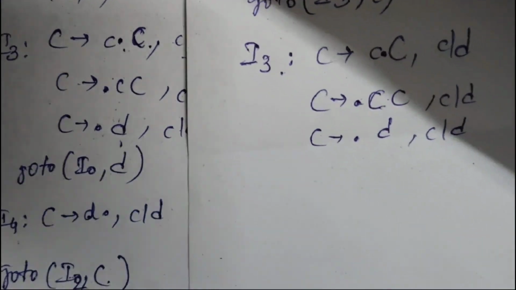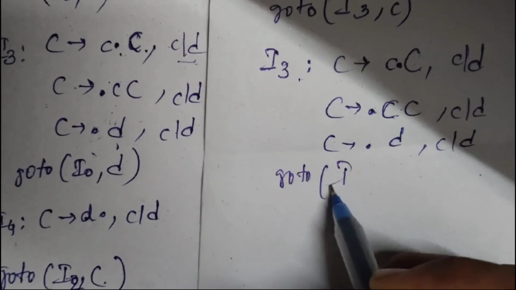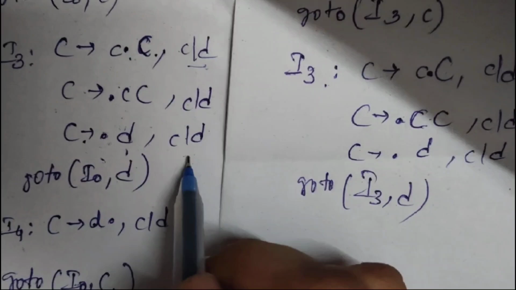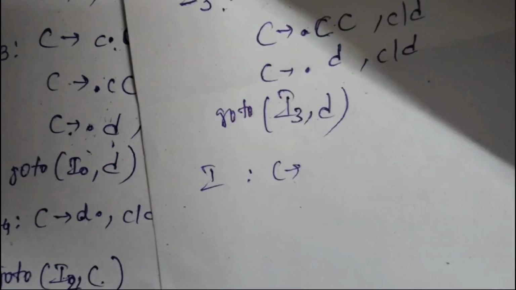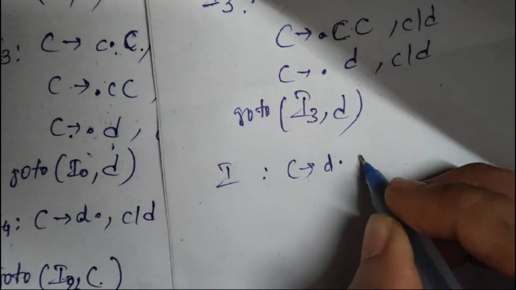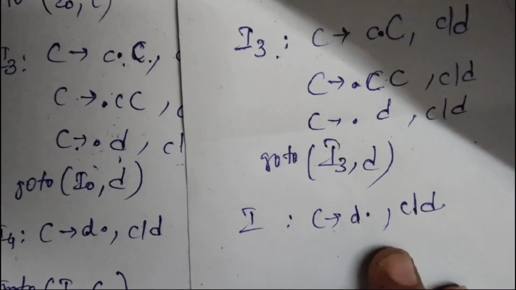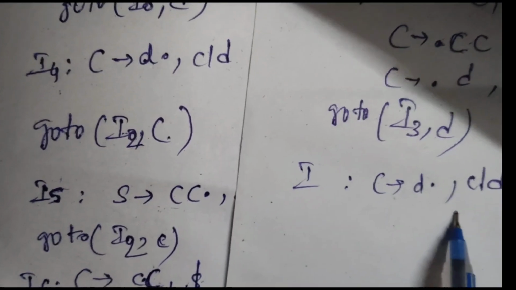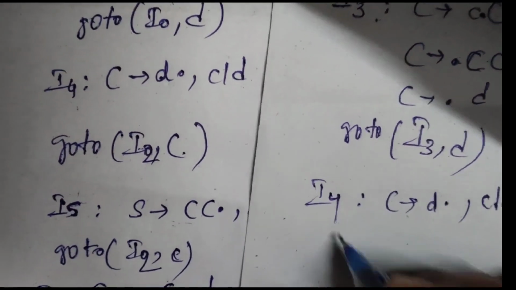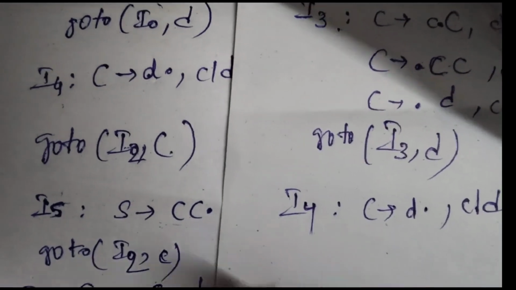Okay, next we'll go with D. So goto I3 comma D. This dot will be shifted here and the lookahead symbol will remain the same. Reduces D. This dot will be shifted, right? So the dot will come here and the lookahead symbol is as it is. Do we get this anywhere else? We got the same production here, that is I4. We can just write it the same. Already we got it.